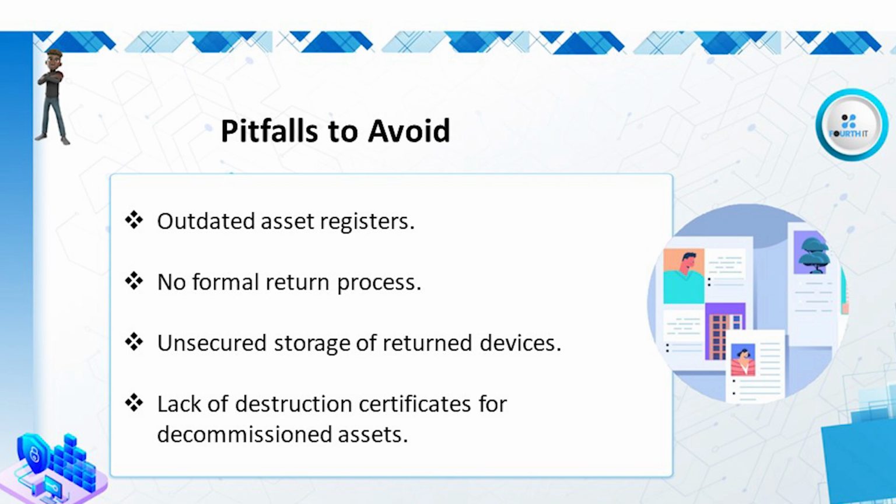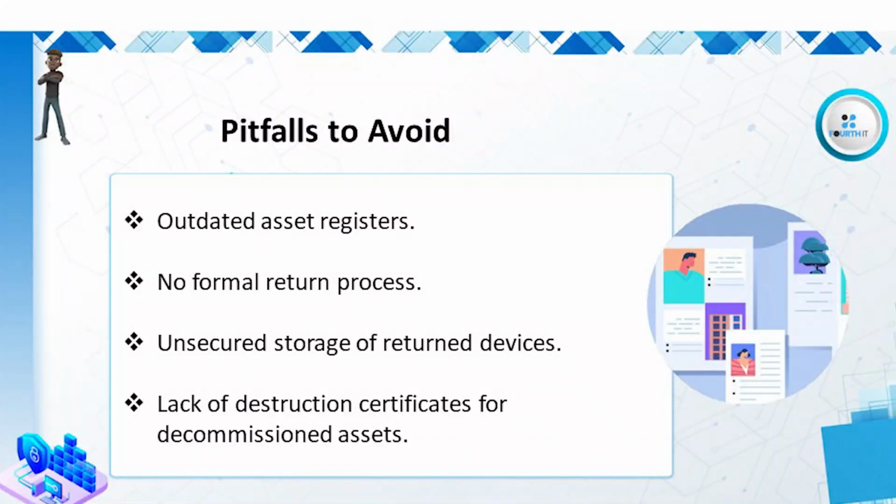Now, what are some of the common pitfalls that we need to avoid? There are 3 that I have listed here that I want you to take note of: outdated asset registers, lack of a clear process for returning assets, and failure to securely destroy returned assets. When I say outdated asset register, if your records are not updated regularly, you won't know who has what in the organization, and so you need to update that.